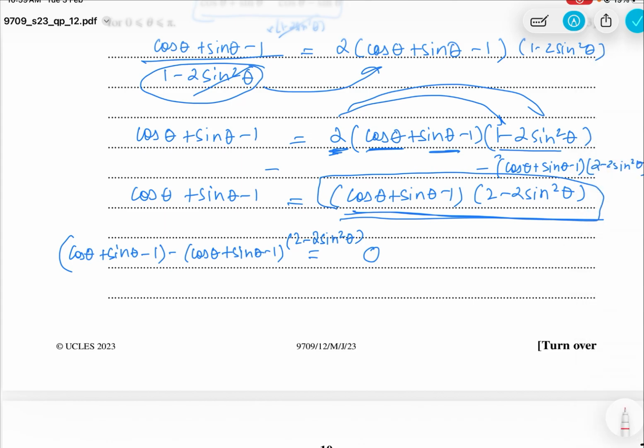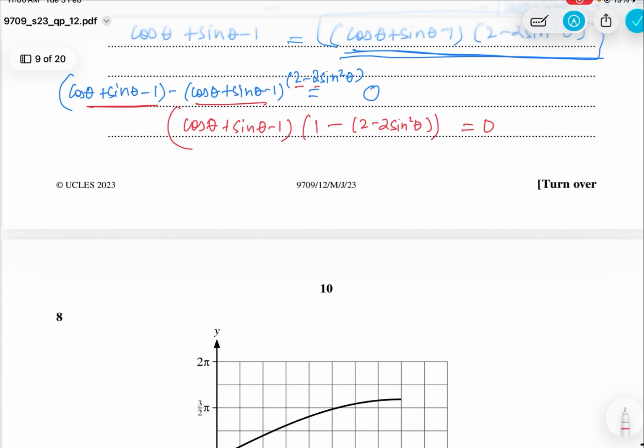Yes, so that I can factorize easily. Can I take these two common? Yes, I can. This is the trickiest part of this question. Cos theta plus sine theta minus 1, I will take in common. So over here it will become 1 minus 2 minus 2 sine square theta equals 0.